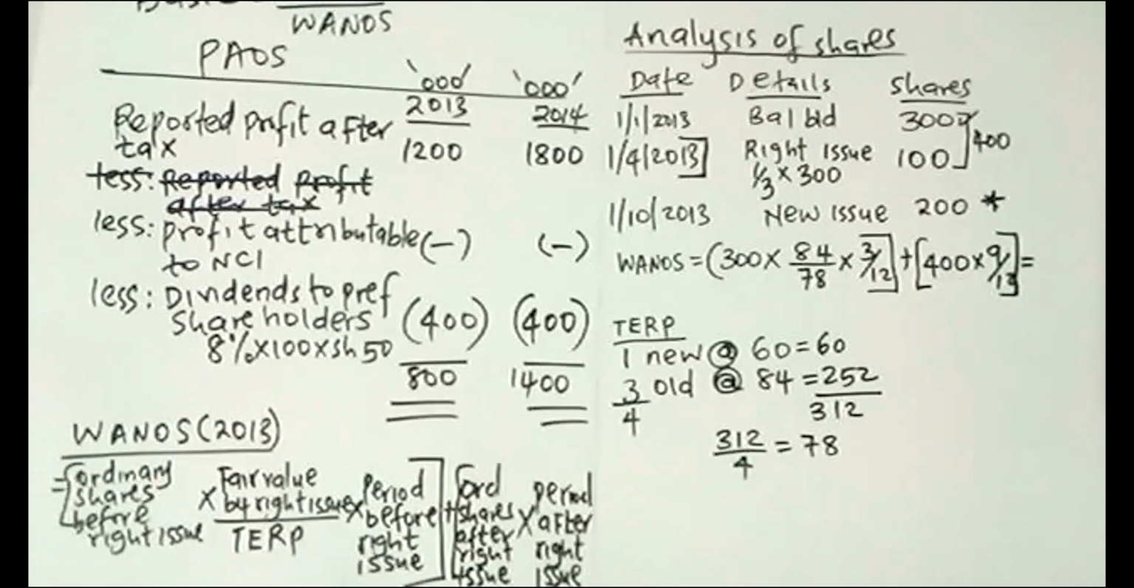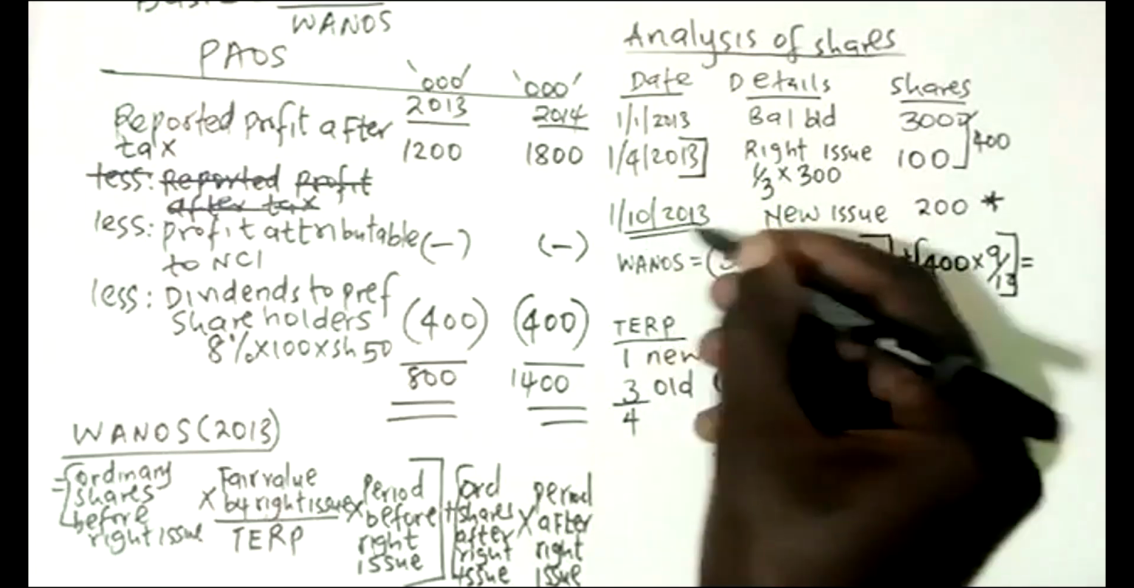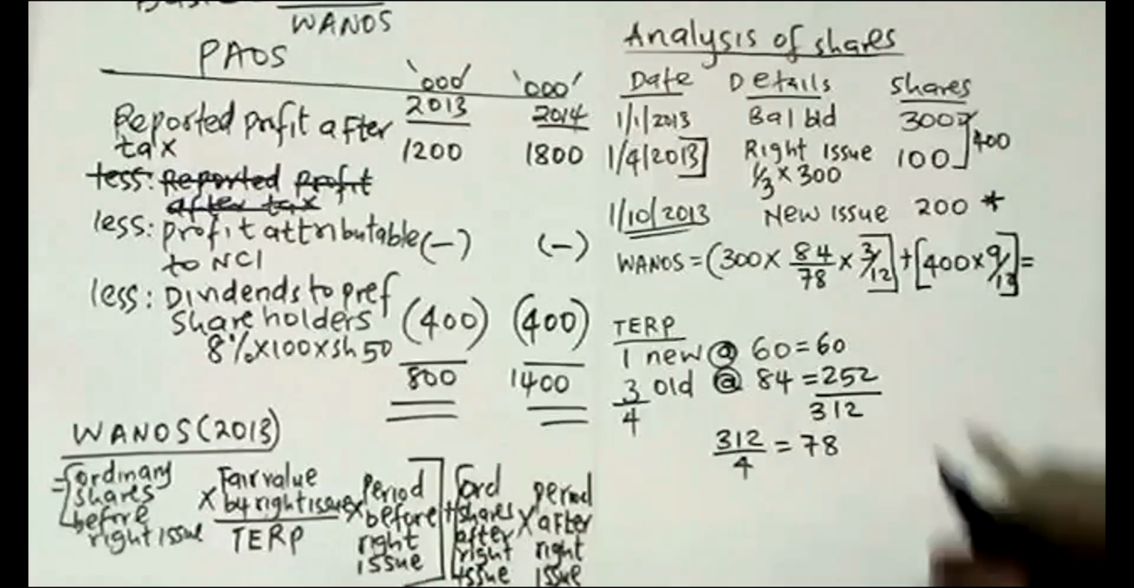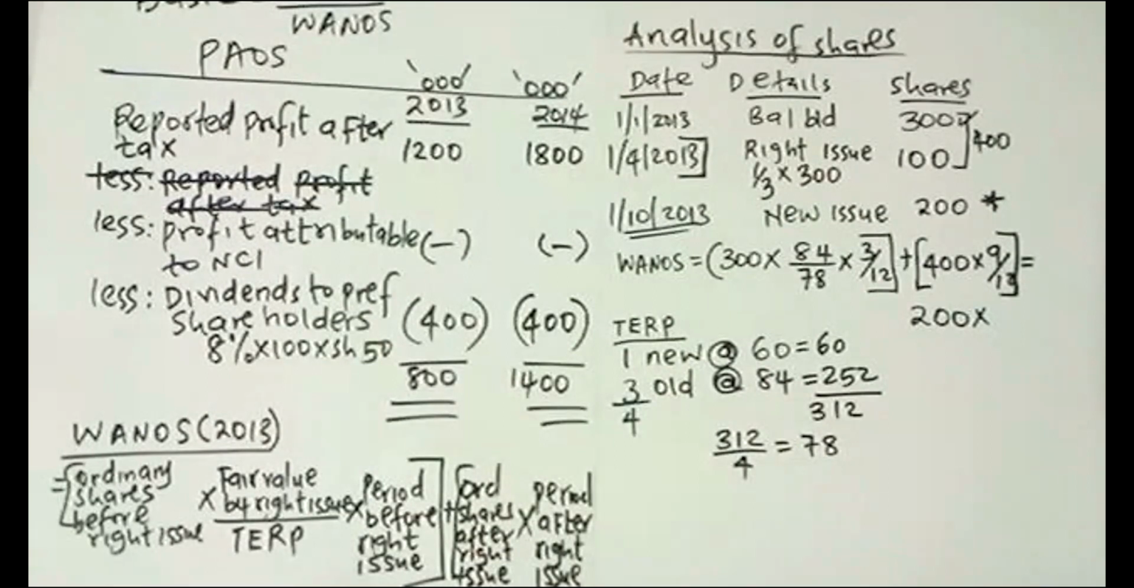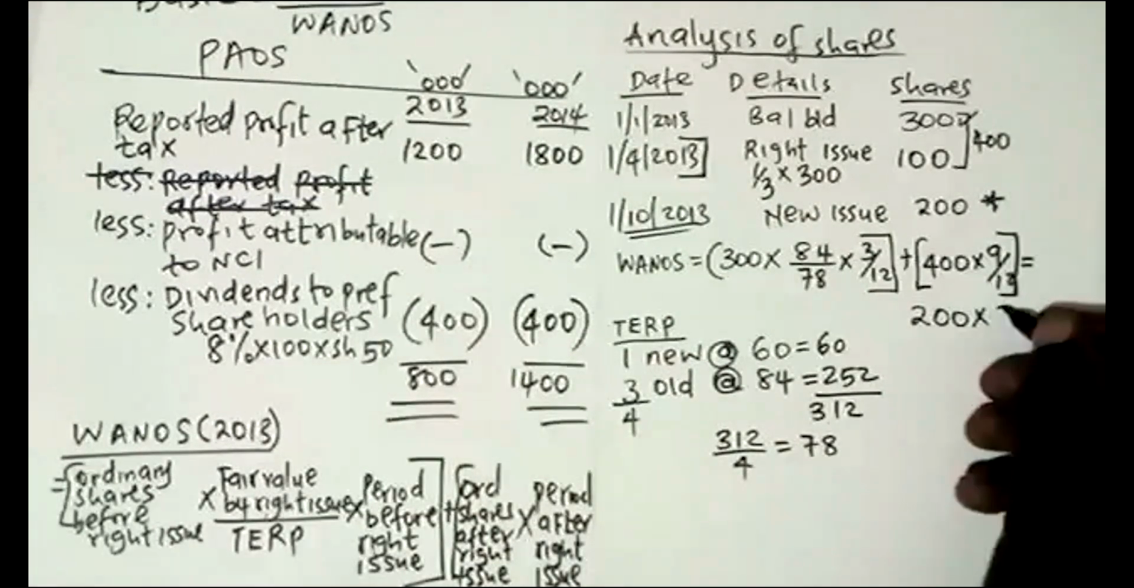So let's say that in 2013, you were given those shares of 200, then you are told to give us the ones. What do you do? You weigh them. When you are determining the weighted average number of ordinary shares, you just weigh the shares as per the time factor, that is from the time of issue to the end of the year. So you say 200 times how many months? October, November, December. Those are 3 months.